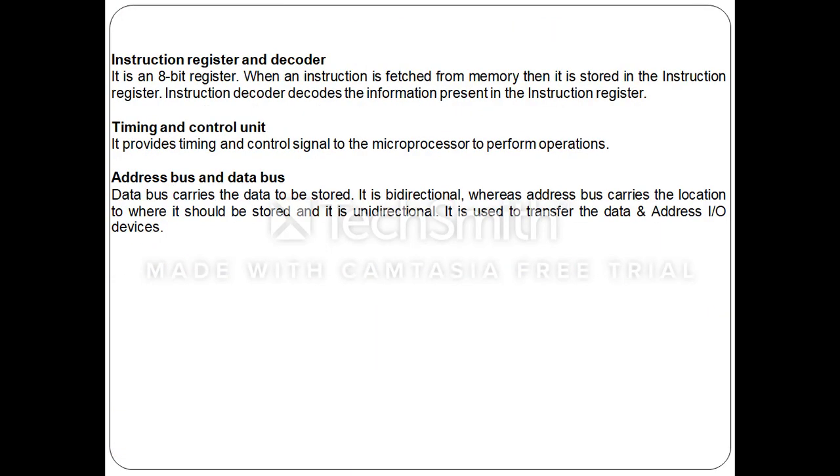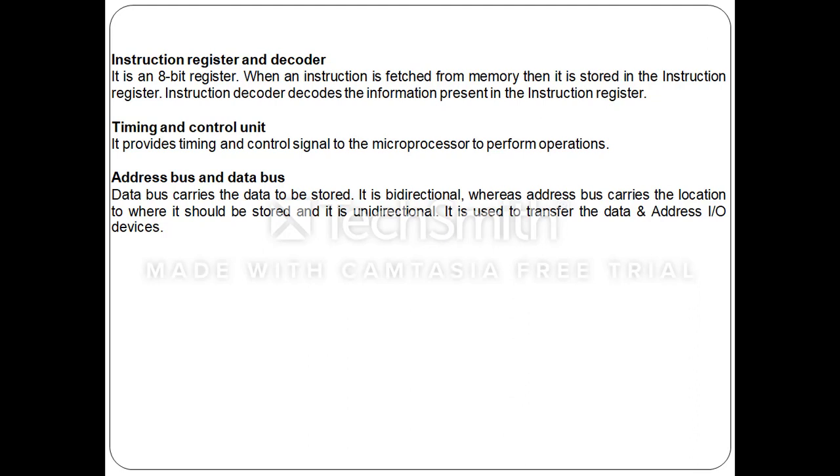Next is the instruction register and decoder. It is also an 8-bit register. When an instruction is fetched from memory, it is stored in the instruction register. The instruction decoder decodes the information present in the instruction register. So that is the instruction register and decoder. Next is the timing and control unit. It provides timing and control signals to the microprocessor to perform operations. And the last one is the address bus and data bus.